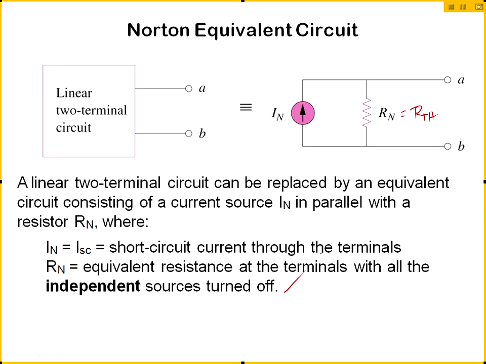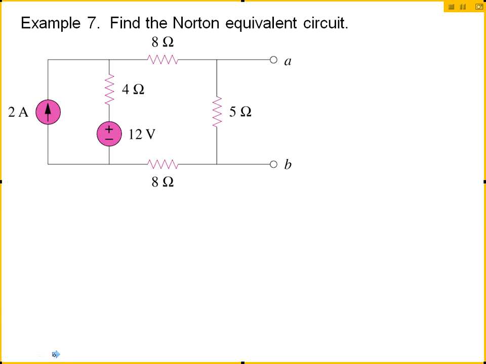Again, depending on whether you have independent sources only or dependent sources in your system, you might need to do V-test or I-test. Okay? And if you want to find I Norton directly, it's equal to the short circuit current through the terminals. Okay. Let's do a very quick example. So find R Norton, find the Norton equivalent circuit.